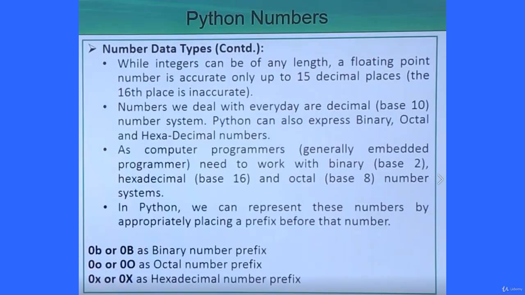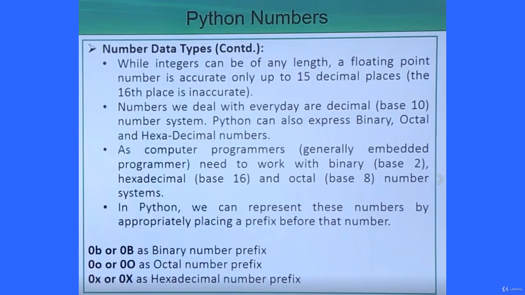The numbers we deal with every day are decimal, that is, the base 10 number system. Python can also express binary, octal and hexadecimal numbers. As computer programmers, generally embedded programmers, need to work with binary. The binary number system has base 2, hexadecimal is base 16, and octal is base 8.